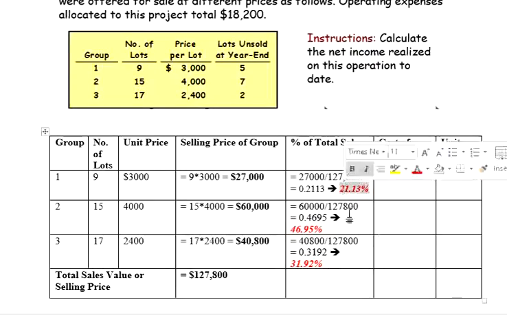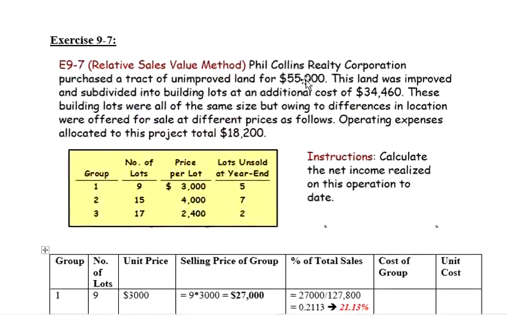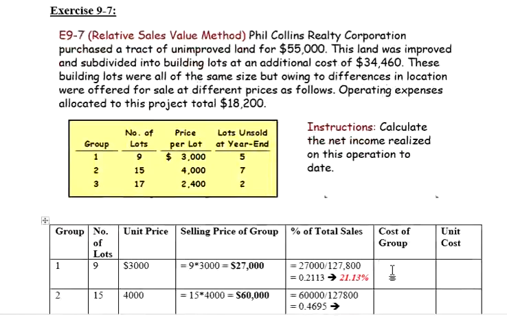From this relationship, I will identify what the cost of it is now. For that, I need to know the total cost of the project. Look at this. 50,000 was the purchase price, and 34,460 was further invested into the project. So how much was the total investment? 55,000 plus 34,460. It means that the total cost of the project is $84,460.